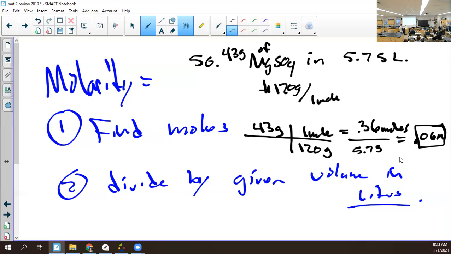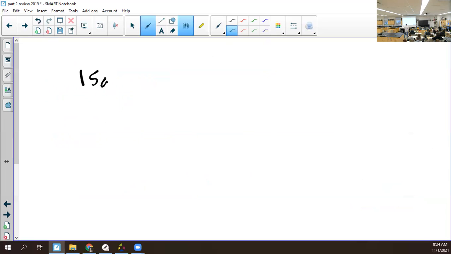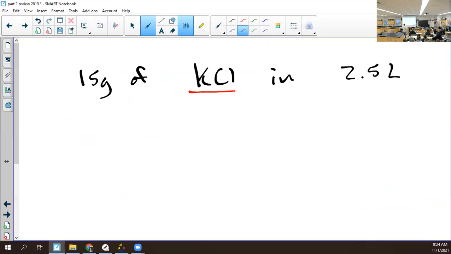There are 2 steps. Find the moles by dividing by the molar mass, and then divide that answer by the volume. Okay, I skipped 49 on accident. 49, you can look at it. 49 says you have 15 grams of KCl, not KCI, it's KCl, in 2.5 liters. Does anyone already know what KCl's mass is? 74.5 grams per 1 mole. Will you take the next 3 minutes and find this molarity for me? It is 2 steps.